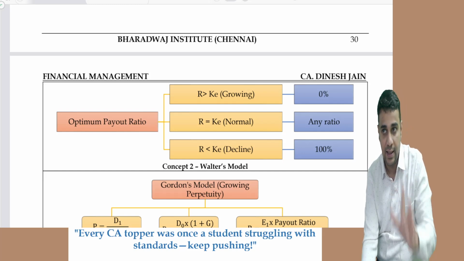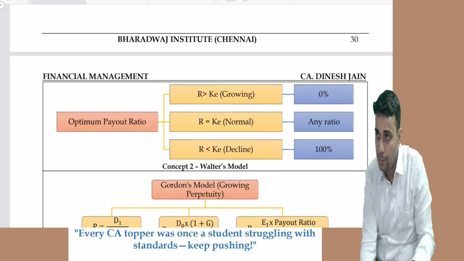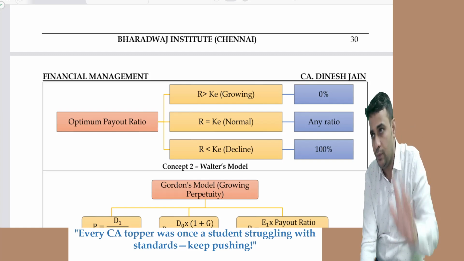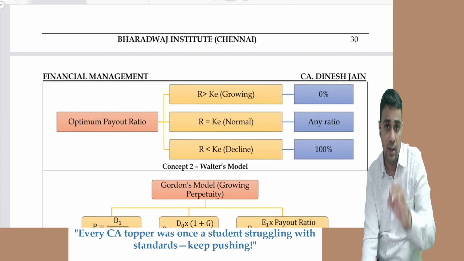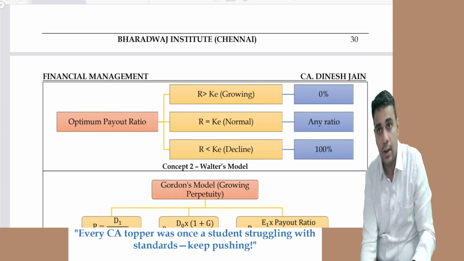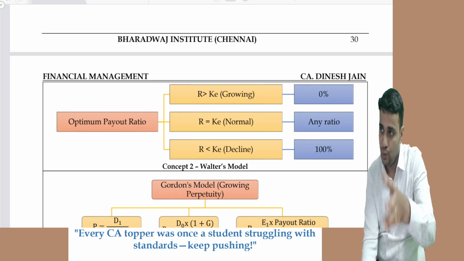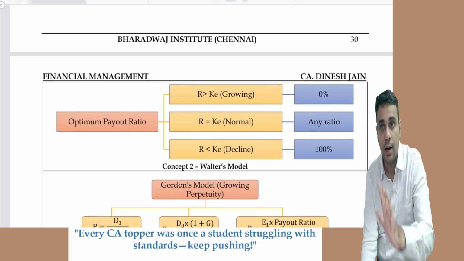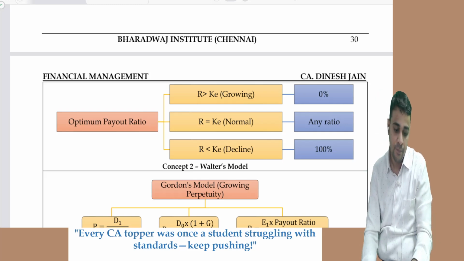R is less than KE: I don't want to keep any money, I'll give you the entire money. And if both are equal, it is technically called indifferent. You want money, take it; you don't want money, don't take it. That is R equal to KE. Clear? Any doubts on this?